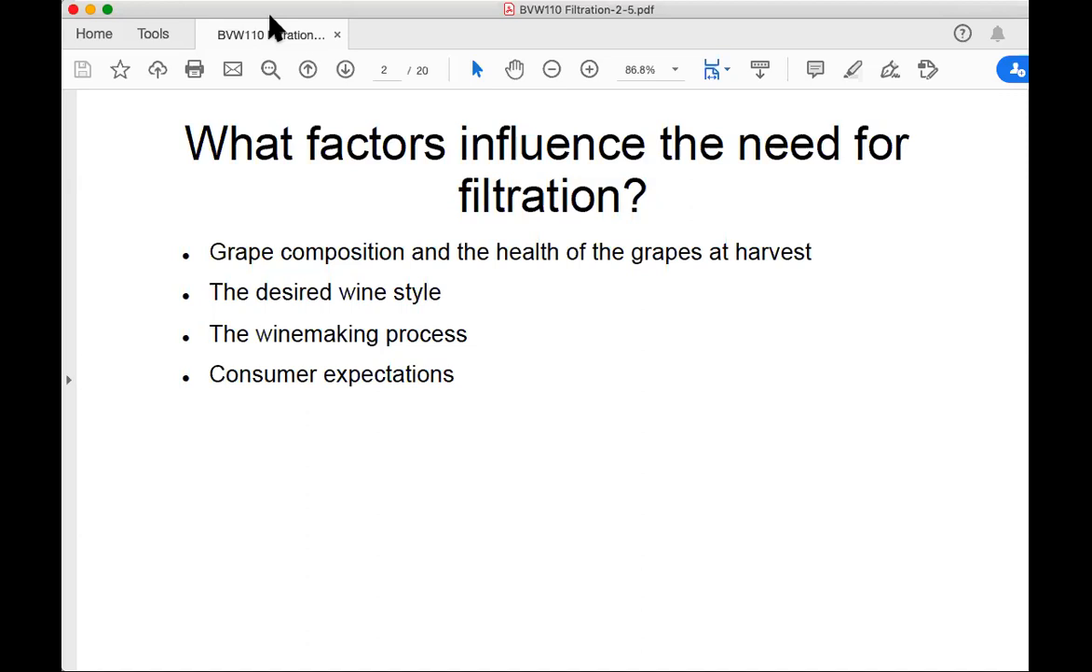The cleanliness of our rackings. Have we attempted to rack a wine or a juice extremely cleanly, or have we taken solids along the way? They're the sorts of inputs in the process that would impact upon the topic of filtration for that particular wine. Next, finally, and probably most importantly, is consumer expectations. What do people want from that product?